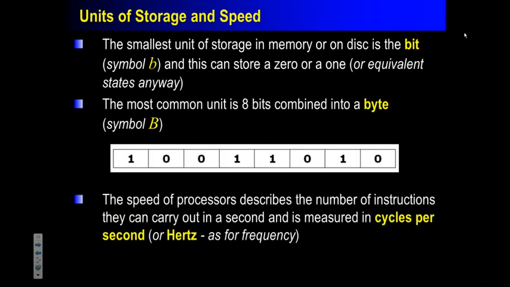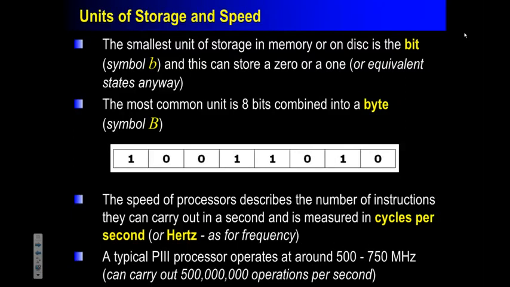This type of terminology is also sometimes used when talking about computer speed. But in speed, they use the term hertz. Hertz stands for cycles per second. If you think about the machine instruction cycle, fetch, decode, execute, how many of those it can do in 1 second is measured in hertz. A typical P3 processor 20 years ago would operate around 500 to 700 megahertz. In other words, it could carry out about 500 million cycles per second.